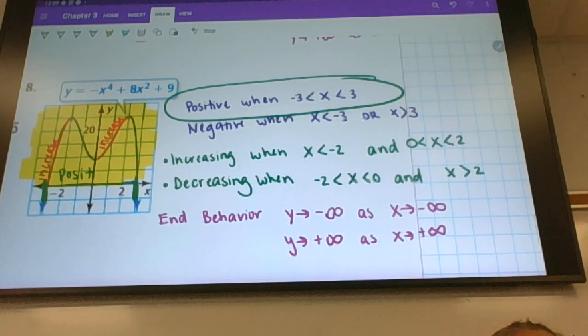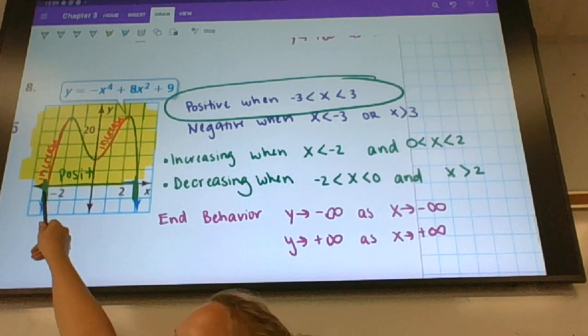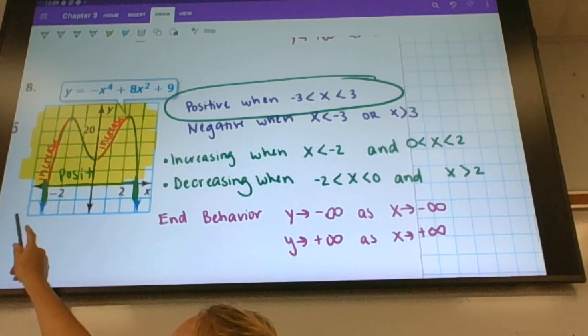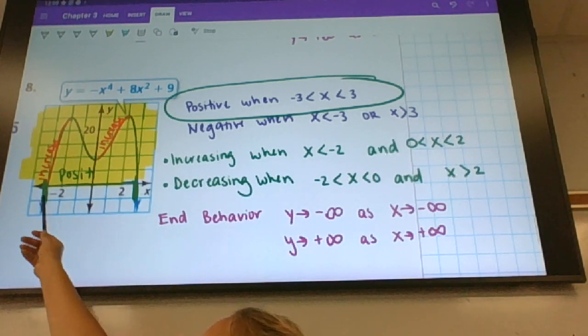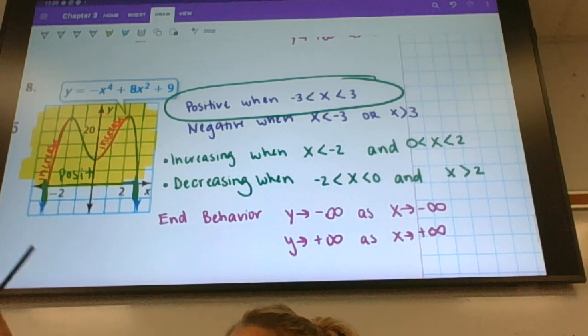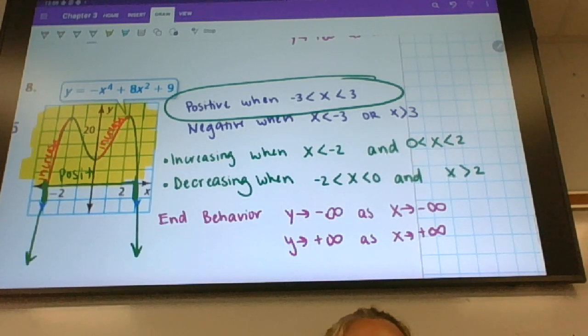How do you describe where it's negative? It's negative down here. This is going out just slightly. So it's negative when x is less than -3 and when x is greater than 3.